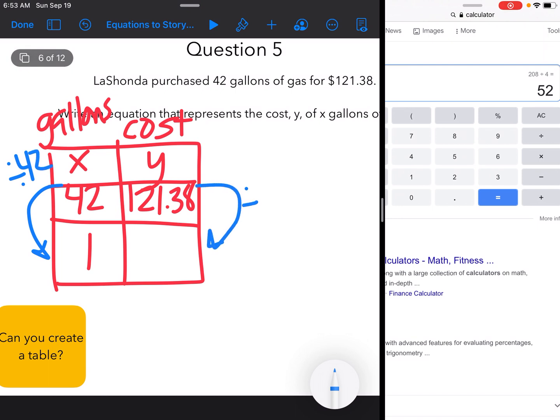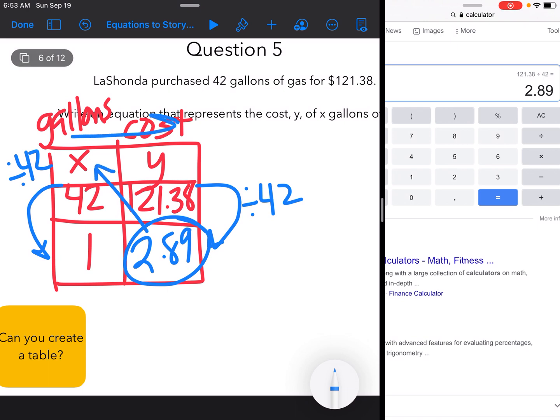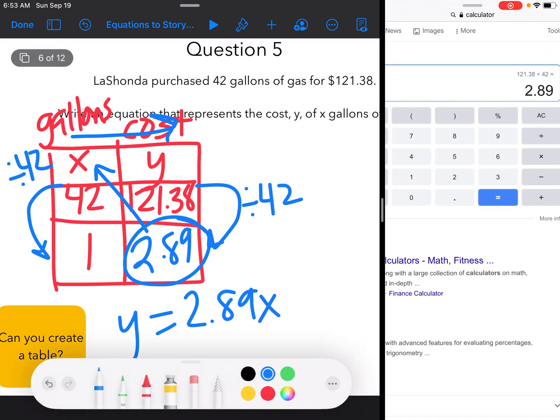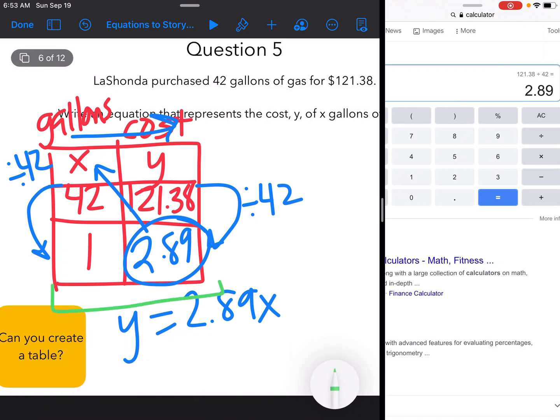I'm going to divide by 42. So 121.38 divided by 42 is going to be 2.89. So I know 2.89 times the gallons of gas is going to give me the cost. So Y equals 2.89X. Now let's say I put the 1 in the wrong column when I'm solving it. Then I can just move it to the other side. So I could always add a row and put my 1 in, divide by the opposite sides, and then come up with the other equation, because all tables have 2 equations.